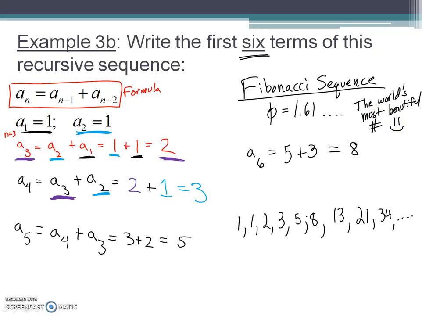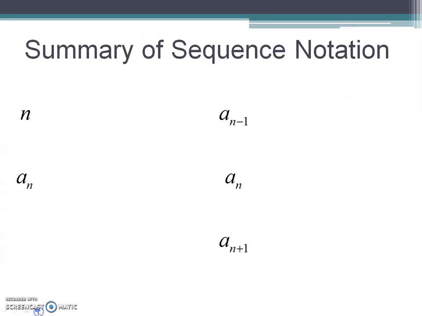And what happens is if you take the ratio of successive terms, if you did 3 divided by 2, you'd get 1.5. 5 divided by 3, you would get, I'm sorry, 1.6 repeating. 8 divided by 5 is now 1.6. 13 divided by 8 is a little bit closer. So as you go through these Fibonacci numbers and start doing successive terms, 34 over 21, you're getting closer and closer to this golden ratio as you go on down the line. Okay, so that's how recursive sequences work.